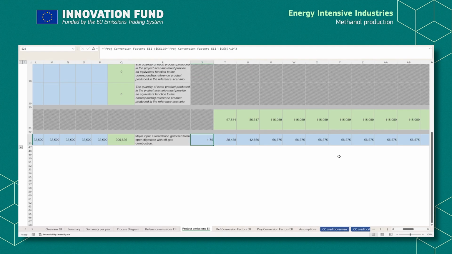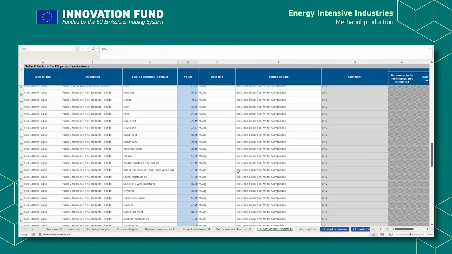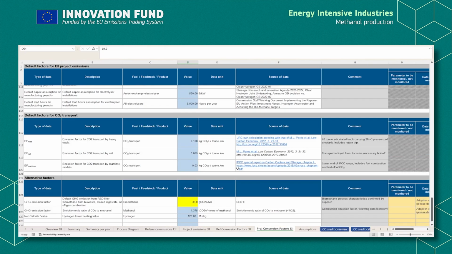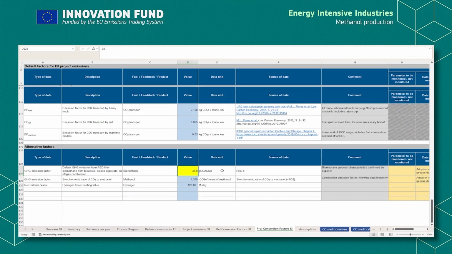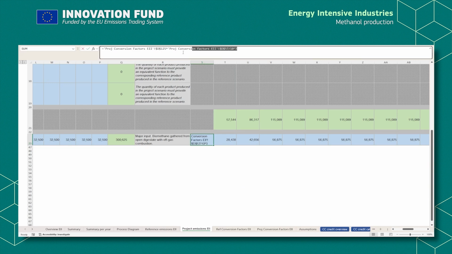In the Proj Conversion Factors tab, you'll see that I've already included this value in the Alternative Factors section. This is where you can add project-specific data. Again, we multiply by the lower heating value of methane and divide by 1000 to get the value into tons of CO2 per ton of biomethane.